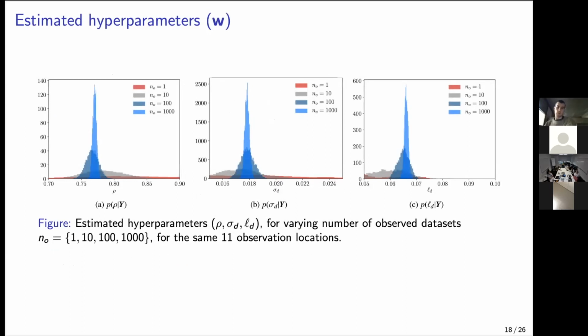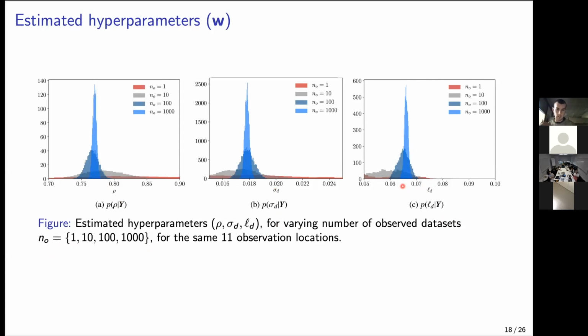Okay, so estimated parameter estimates for a varying number of observed data sets for 11 observations are shown here. So the hyperparameters, rho, sigma d, and ld are all shown here. And what the data looks like in this example is we're going to observe 11 different locations, one time, 10 times, 100 times, and 1,000 times, and condition on data generated according to that. And so as you observe more data, you end up with less uncertainty about your parameter estimates. And we're going to estimate rho to be about 0.77, sigma about 0.08, and then ld at about 0.68.